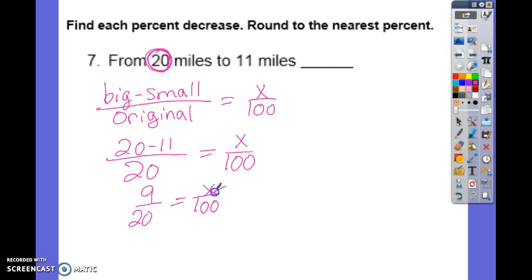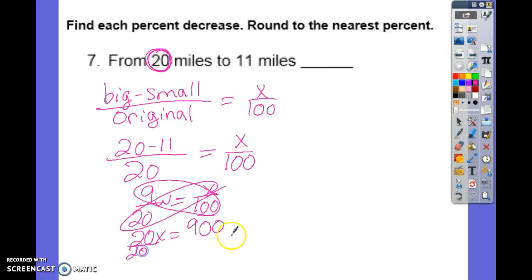Now I need to do my cross product. 20x, 9 times 100. Remember when you multiply by 100, your decimal moves 2 places to the right, so you get 900. Now you need to divide by 20. Cancels out. You get x equals, you need to divide 900 divided by 20.